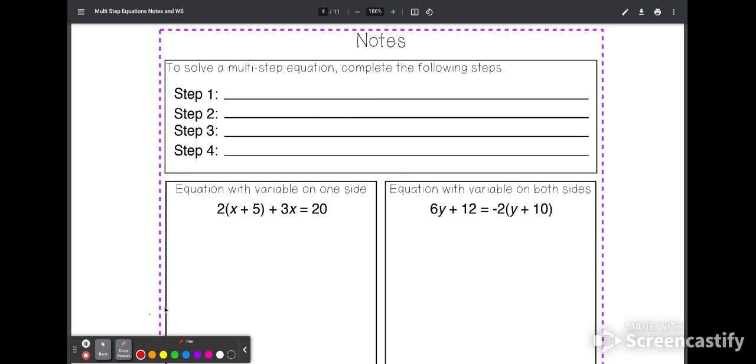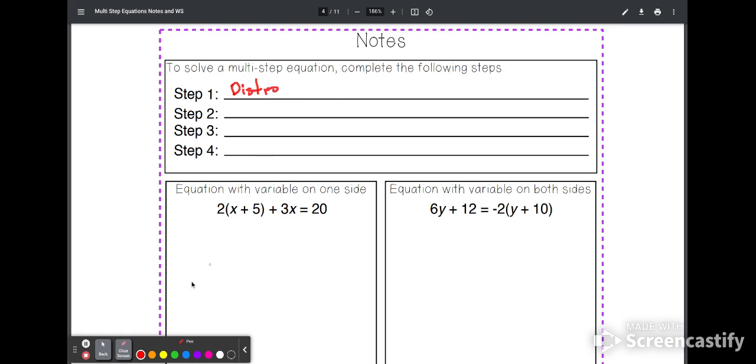To jump in, let's write down some basic steps that we're going to consider. The first thing we're going to say to ourselves, to start off any problem, is that we always want to look at each side of the equation. On either side of the equation, you want to look to see if you see any distributive property.